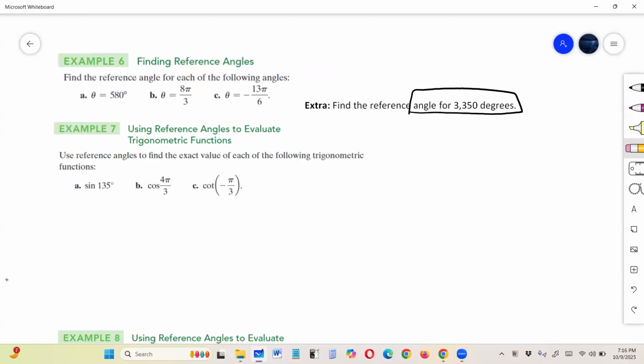So let's take a look at 3,350. How do we do that? How do we find the reference angle? Well, I have to first find out how many revolutions around the circle this thing is going. So how do I do that? I'm going to do 3,350 divided by 360. And I'm going to use the calculator for that, obviously.